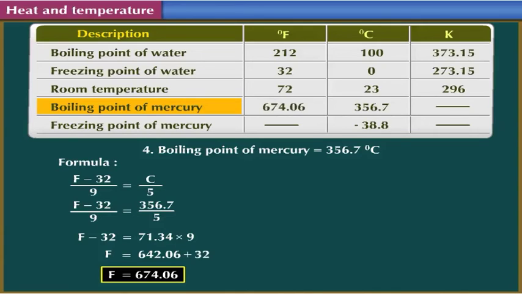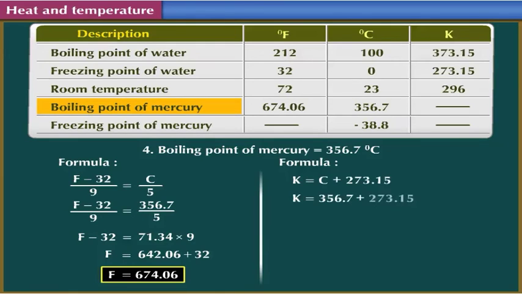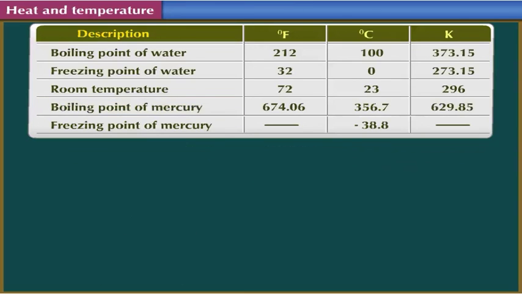Let us now convert it into Kelvin using formula K is equal to C plus 273.15. Thus, K is equal to 356.7 plus 273.15. Therefore, K is equal to 629.85 Kelvin. Let us enter the calculated value in the table.